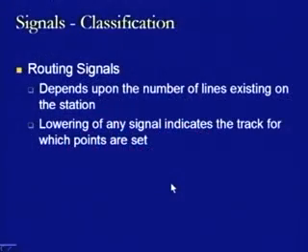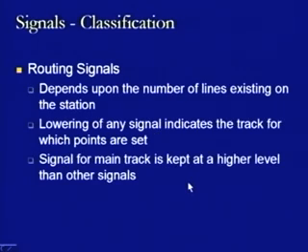Lowering of any signal indicates that the track for which the points are being set is the one the train can move on. This is what is already seen in the case of the home signal provided just before the points and switches, so that the driver knows which particular track his train is going to take. The condition is similar here. When we have a number of lines and routes to be taken, lowering of the signal indicates which particular point is being set, and accordingly the driver will take that track.